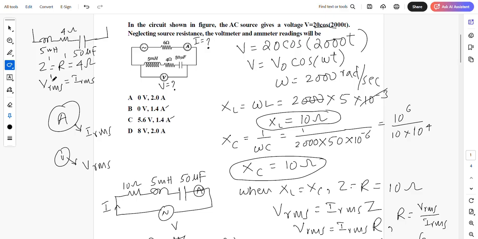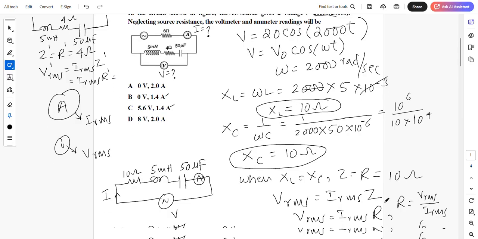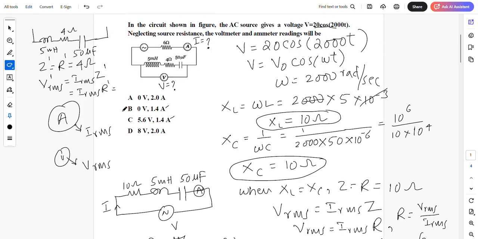I'll call this V dash. V dash RMS is equal to IRMS into Z dash. Z dash is the same as R dash. Now, how much is IRMS? We calculated it: IRMS is equal to root 2. Root 2 into how much is R dash? R dash is the same as 4. 4 into V RMS dash, that is 4 into 1.4, will be equal to 5.6 volts. Hope you understood this.